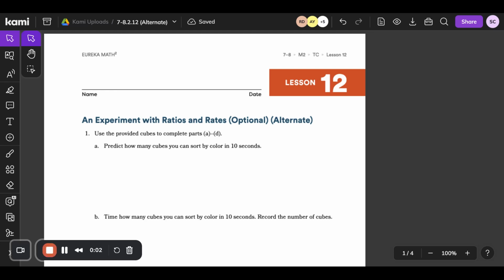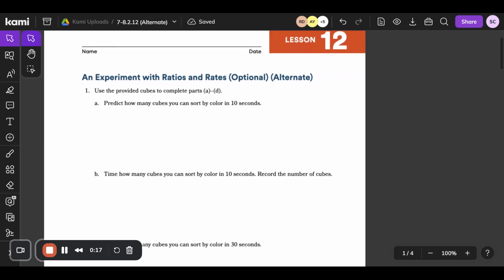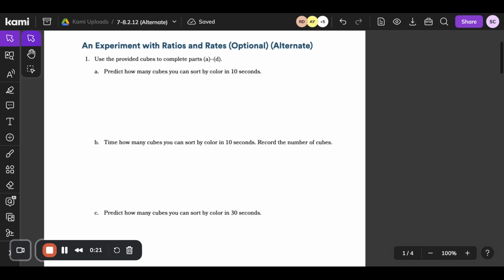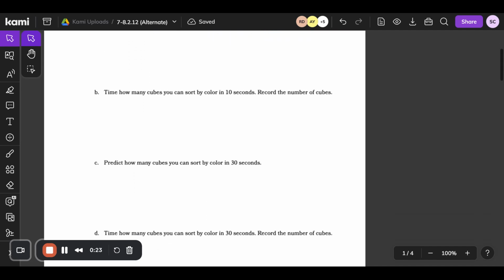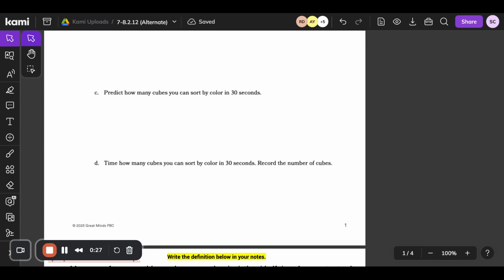For Module 2, Lesson 12, an experiment with ratios and rates. For this first part, we will actually do this in class together. But if you would like to make your prediction for part A, predict how many cubes you can sort by color in 10 seconds, and then we're going to time ourselves in class. For part C, predict how many cubes you can sort by color in 30 seconds, and then we are going to time how long it takes you in class for that one.